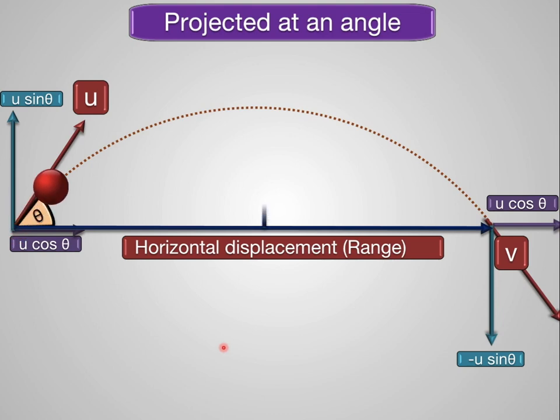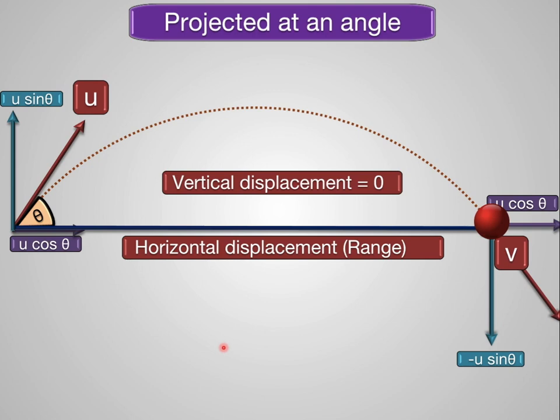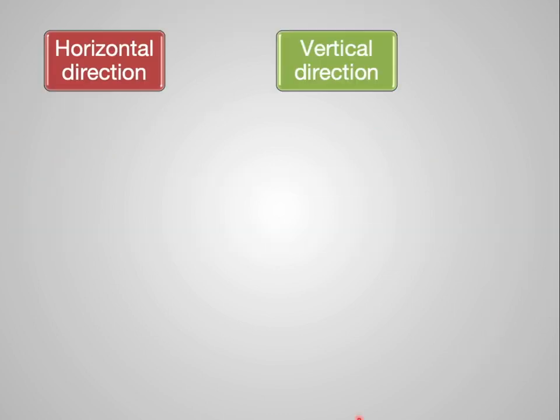So the vertical displacement of the body at the end of the journey is zero because it goes up and comes down exactly the same distance. So the final vertical displacement of this type of projectile is zero. So let's conclude the properties of this type of projectile.